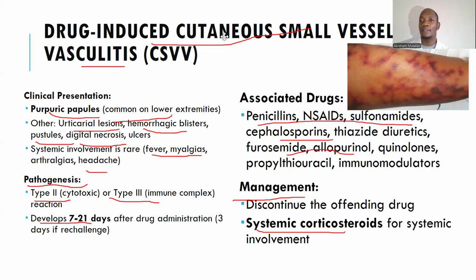So as you can see in this picture here, we see these purpuric plaques that the patient was having on the lower extremities. This was following a drug administration. These ones can end up being hemorrhagic blisters. They can end up with ulcers, necrosis, blistering. So all those other morphological presentations can also be present in this drug-induced small vessel vasculitis.